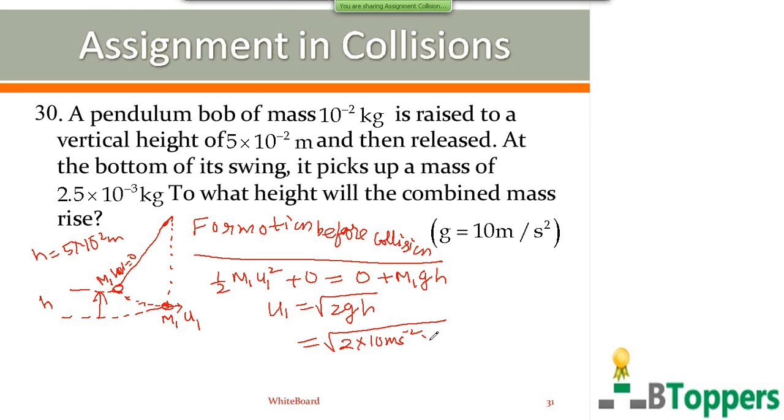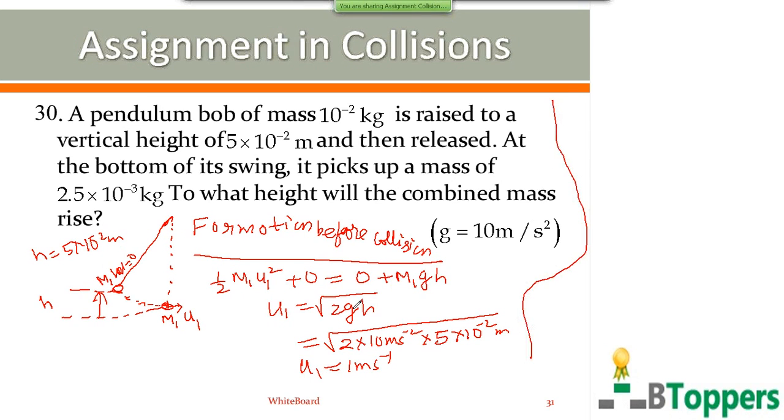So here H is given to be 5 × 10^-2 meter. So if you simplify this yourself, you get u1 equal to 1 meter per second.